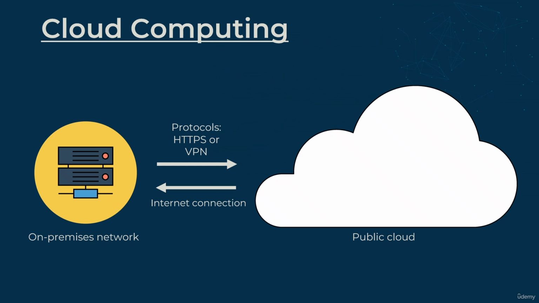In our diagram, we have an on-premises network that can be linked to the public cloud. Now, how can that happen? Well, through any kind of internet connection, but what protocols would be used? Usually HTTPS, so it's secured, but you can also set up a site-to-site VPN from your on-premises network directly into your cloud account. We talked about site-to-site VPNs already.